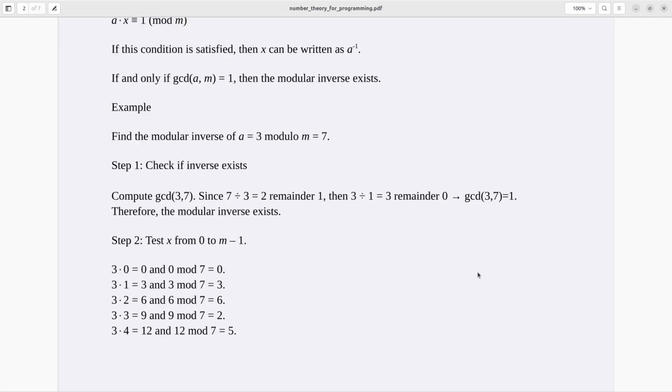So let us see the following example about the modular inverse of 3 with modulo m equals 7. So the first step is to check whether the inverse would really exist.